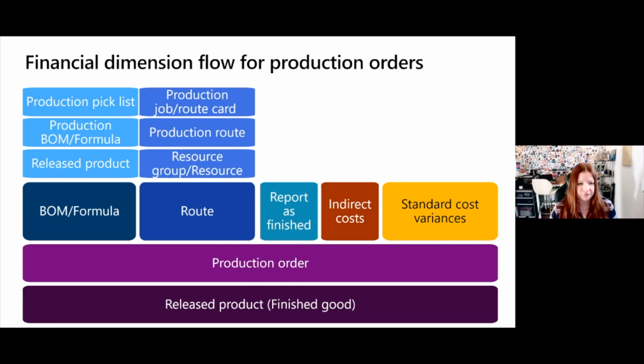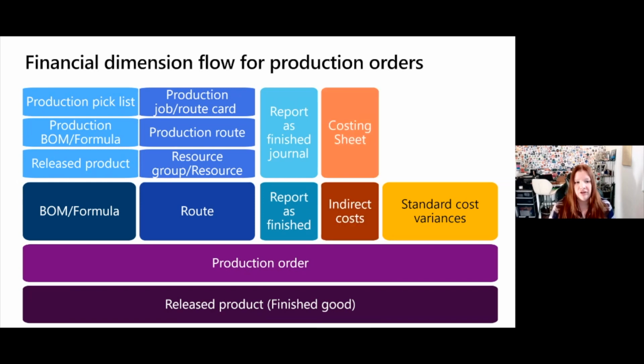You can also override the values from the production route when you post a specific production job card journal or route card journal. When you report a production order as finished, the system will always use the financial dimensions on the production order. You cannot override the dimensions in the journal lines or on the report as finished dialog. So if you need to change a financial dimension for the report as finished, you would need to do it directly on the production order before you perform the update.